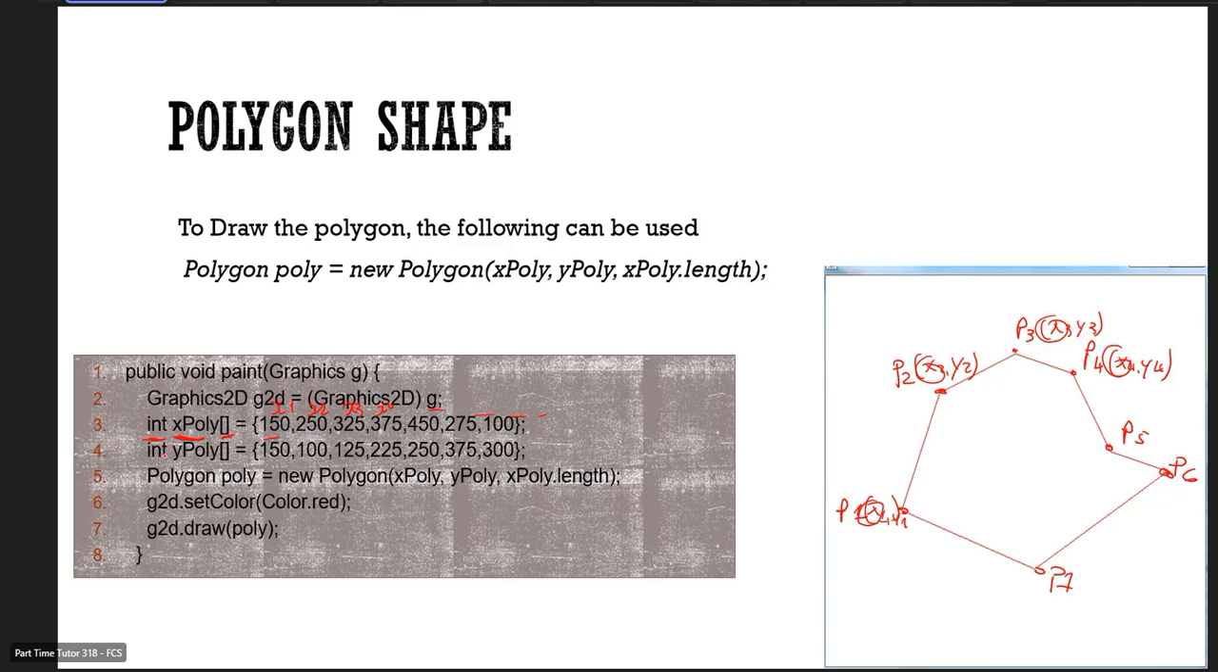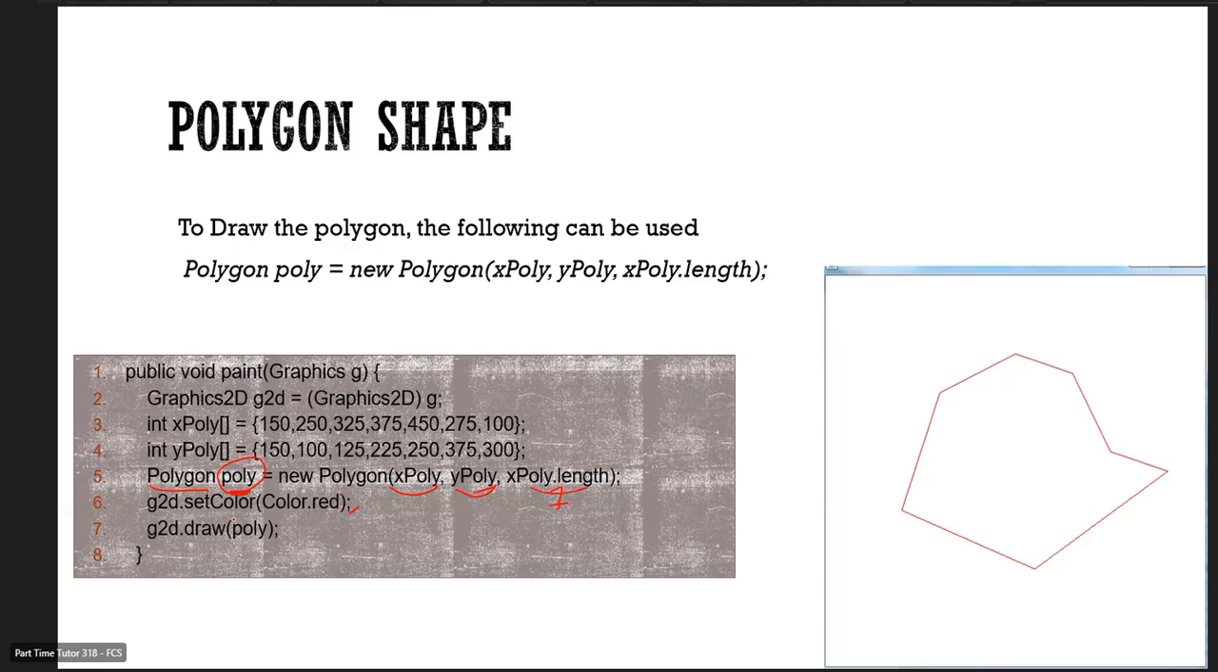We have to create the vector of the y components. So you have to make y1, y2, y3, etc. You have done now, you can create your polygon. So here polygon, you can give any name, equals a new polygon, and then you have to give the x vector, the y vector. Here our x vector is x poly, our y vector is y poly, and here the length is 7. You mean x poly dot length or y poly dot length. You can select the color that you need, g2 dot set color, and then you can draw your polygon.